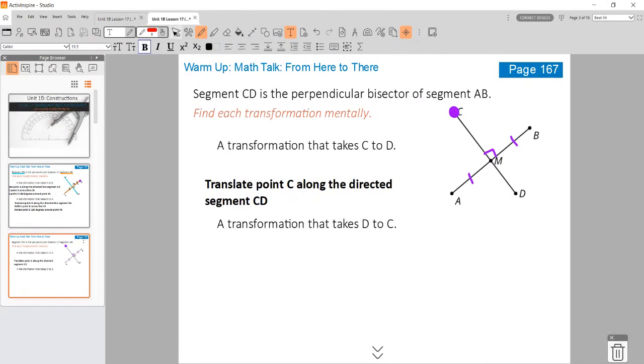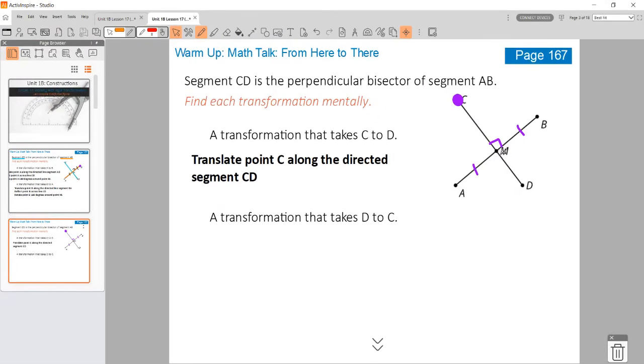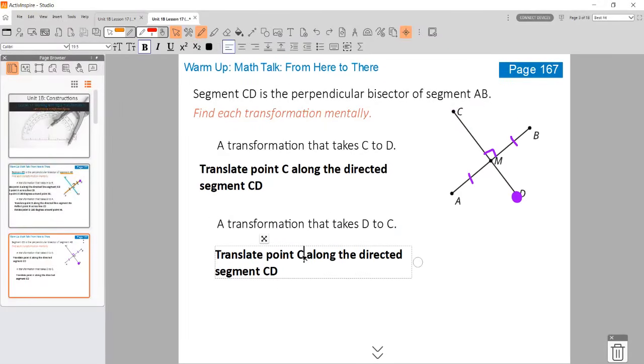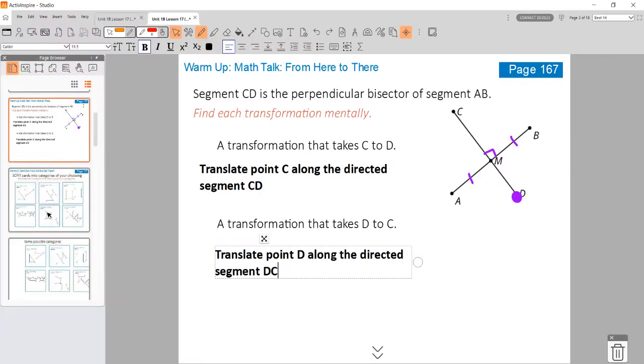But we can't reflect it around, or we can't reflect over AB because C is further than D is, and we can't rotate it around point M because, again, C is further from M than D is. So then for D to C, then we just change what we're translating. Now we're moving point D, and this time it's starting at D and ending at C. So our directed segment would switch as well.